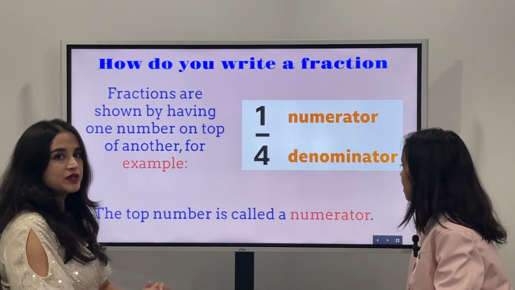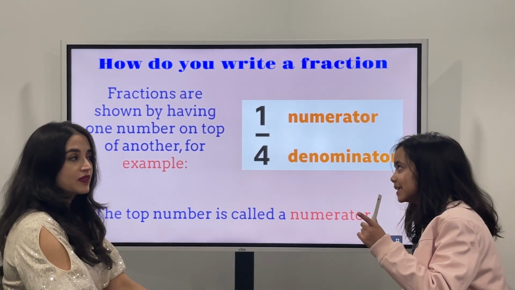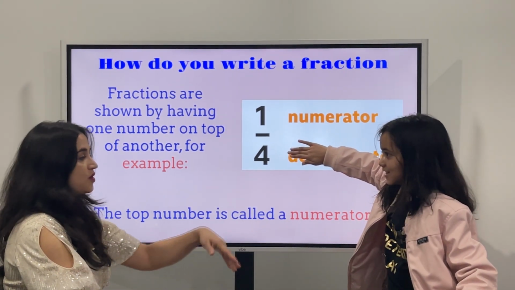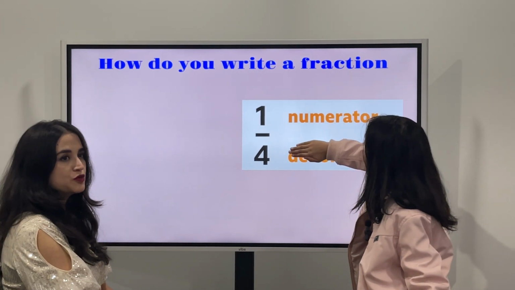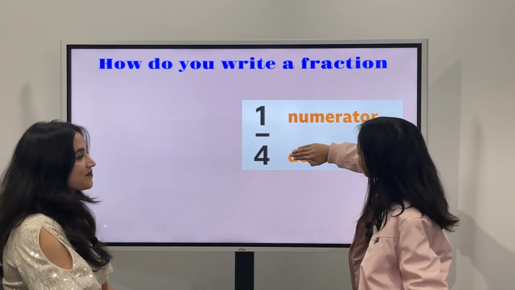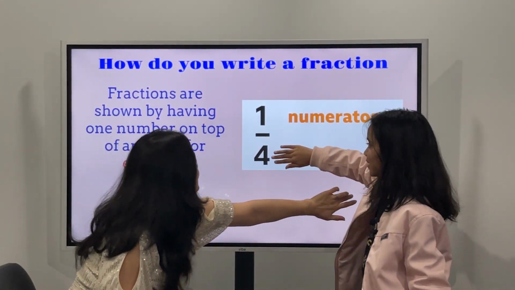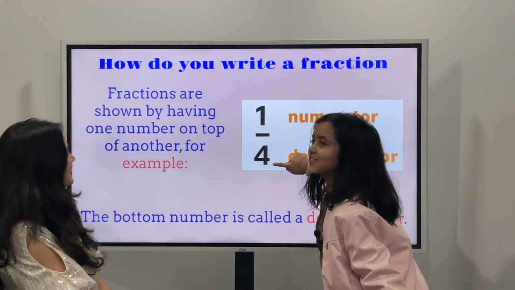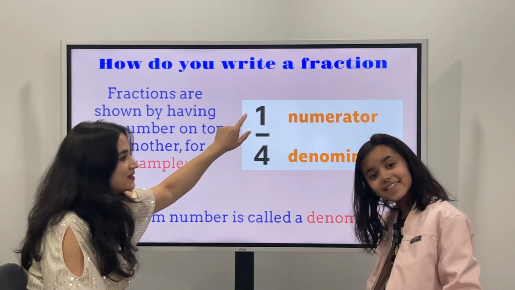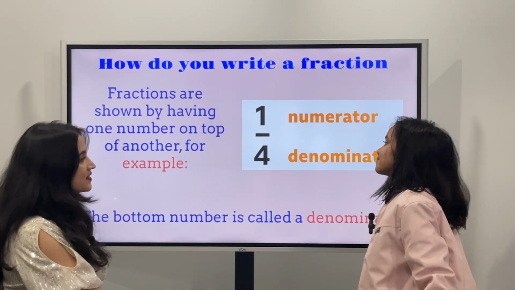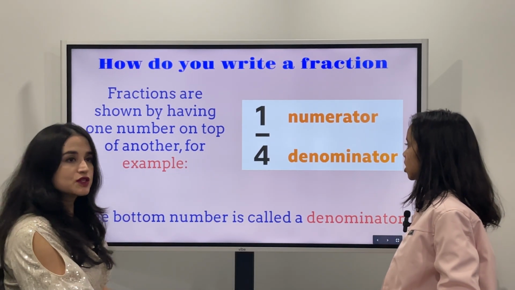So numerator, we explained, is the upper part of the fraction. And then what is the down one called? We're gonna explain next. Well, I'm gonna cover it. Denominator. Can you go to the next slide? What is this one called? Denominator. So if you guessed it right, then very good. Okay. So upper is numerator and lower is denominator.